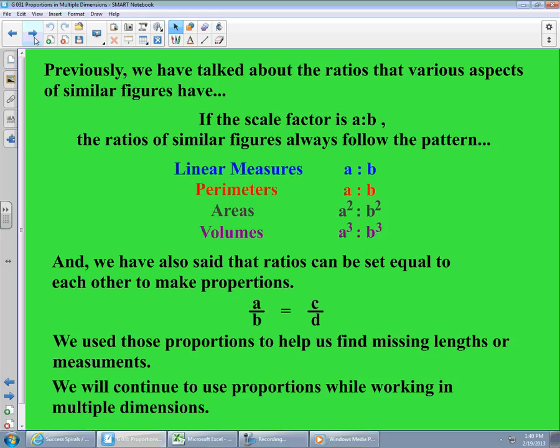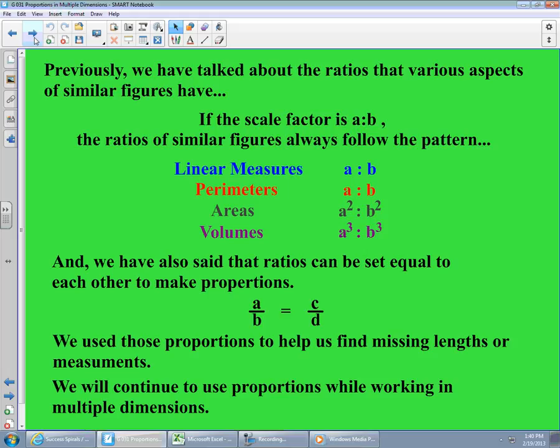That's where you got the scale factor from, comparing side lengths from one figure to another. So it made sense that the ratio A to B was the same for scale factor and for linear measures. But we also discovered that same ratio also applies to the perimeters of the figures. And that also makes sense because perimeter is nothing more than a collection of side lengths. So if the ratio of the side lengths is A to B, then the ratio of the perimeters from one figure to another will also be A to B.